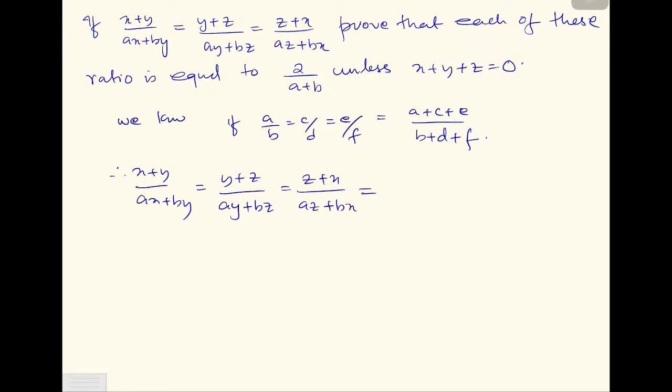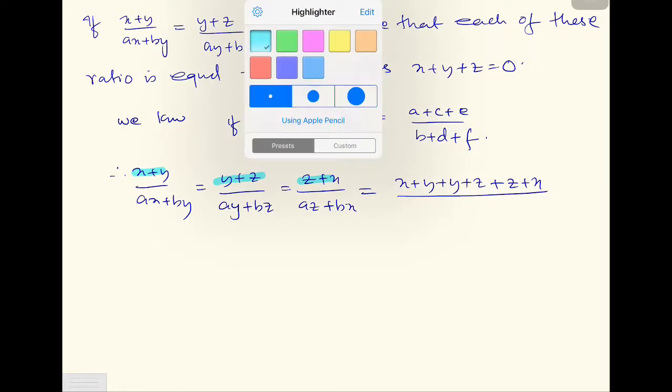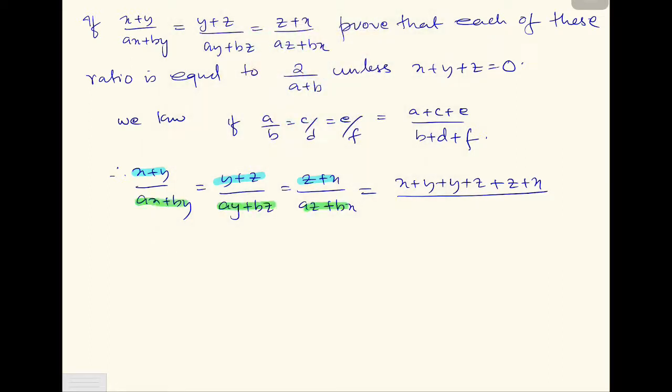I can write all of these to be equal to the sum of the numerators, the sum of the antecedents, if you remember. So which are the antecedents? The blue ones. These are the antecedents. I can add this. So x plus y plus y plus z plus z plus x divided by, I can also add the denominators here, or the consequents. So ax plus by plus ay plus bz plus az plus bx.